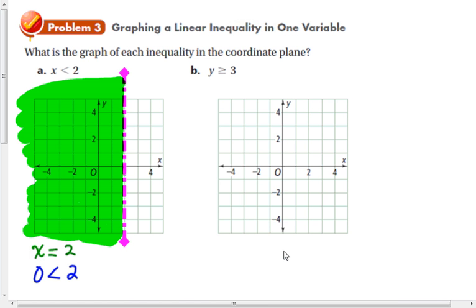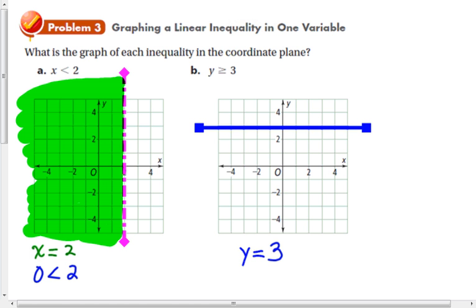And then y is greater than or equal to 3. My boundary line is y equals 3. And y equals 3 is a line where every y coordinate is 3. And since it's greater than or equal to, I'm going to use a solid line for this one at y equals 3. Put that there.